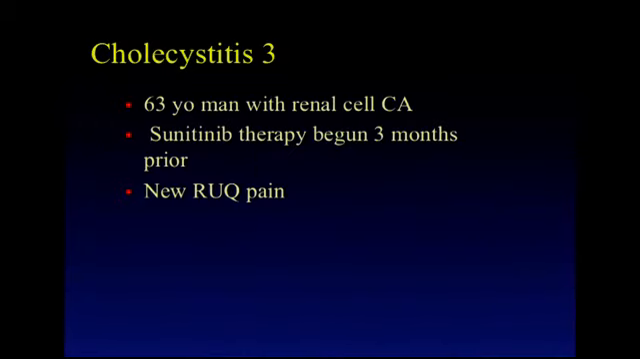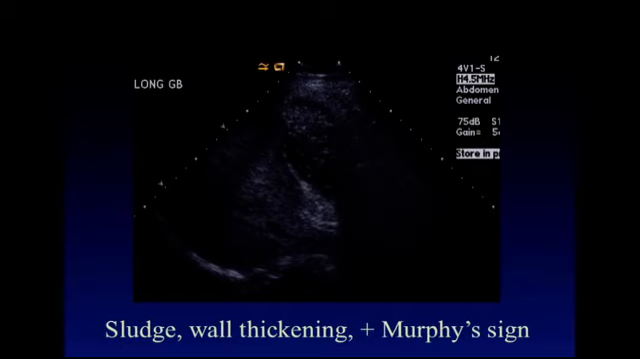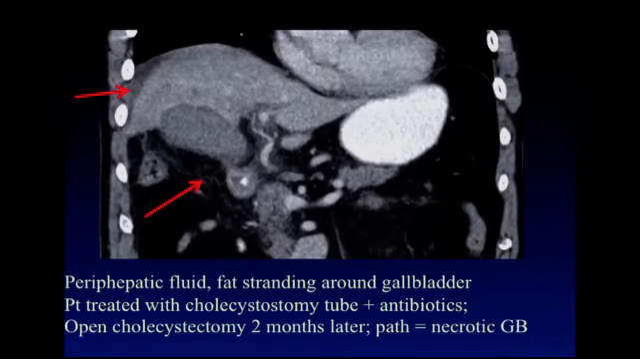Another example, elderly man, renal cell carcinoma on sunitinib therapy, begun 3 months previously with new right upper quadrant pain. And again, we see what appears to be a sludge-filled gallbladder, but this time the wall looks thickened, the patient has a positive Murphy sign, so this now elevates our concern that there's more going on than just gallbladder stasis. And in fact, when he had the CT, this was confirmed. We see diffuse stranding all around the gallbladder, some free fluid around the liver.